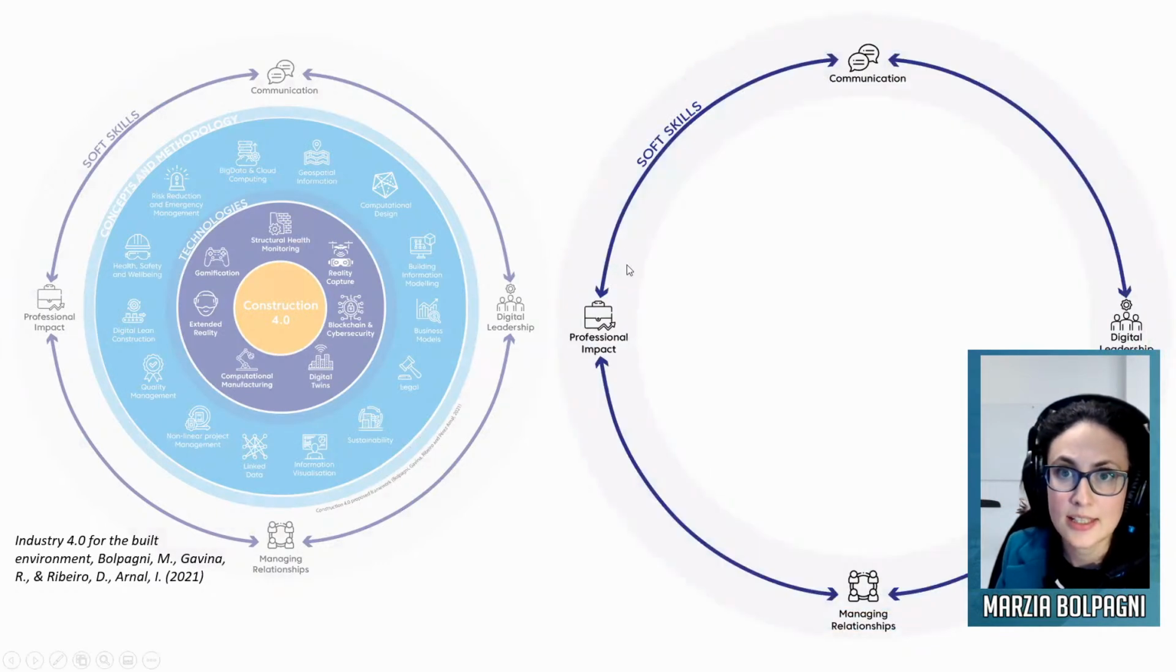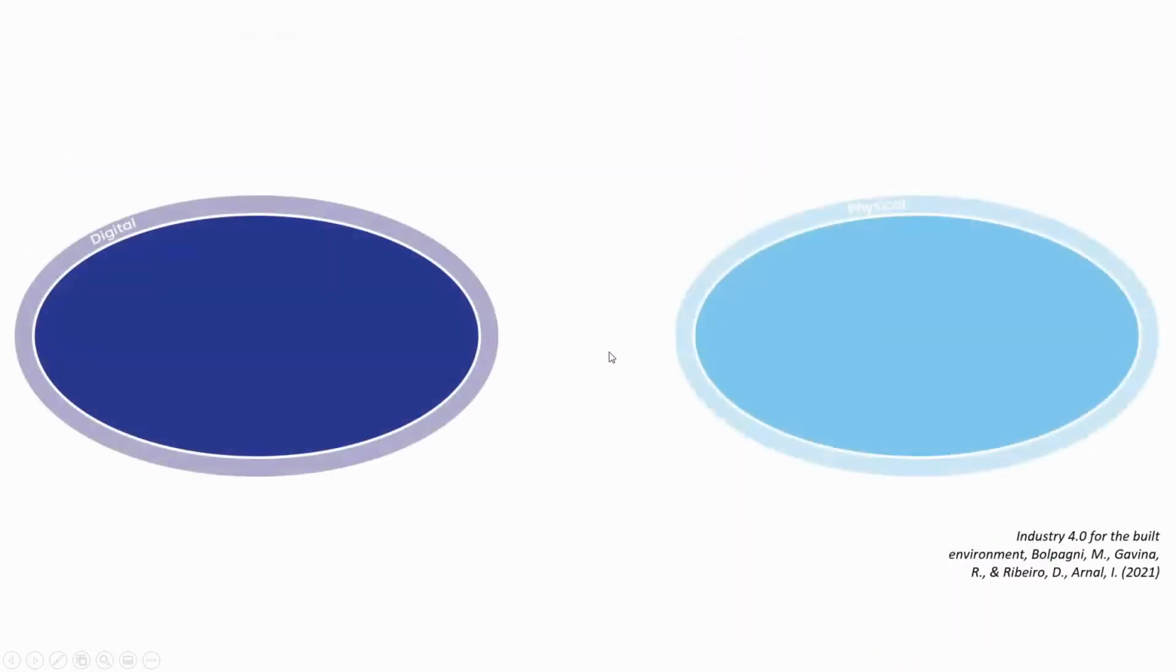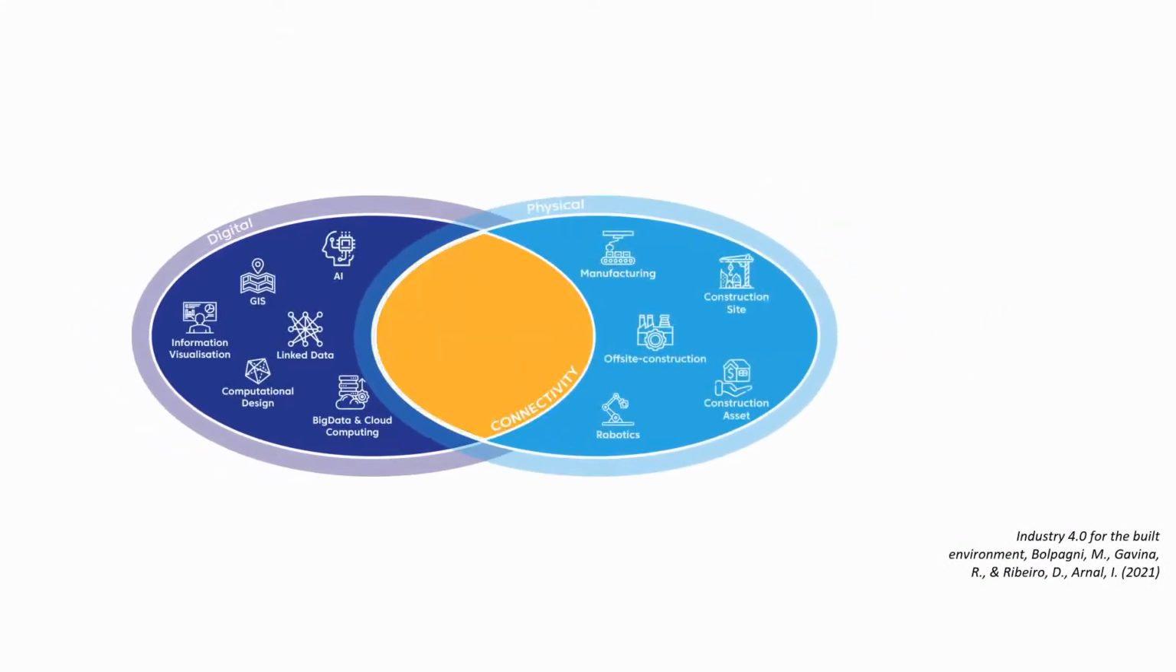And again, the last layer, that is the soft skills: the communication, digital leadership, managing relationships, and professional impact. So really important. Because the digital and the physical meet together, and then that is how we can start to do intelligent stuff. So BIM is, of course, one of the core parts, and it's good that you are investing your career in that. But of course, the reality, when we can start to do interesting things for our clients and for ourselves, is where we combine those different worlds and technology.